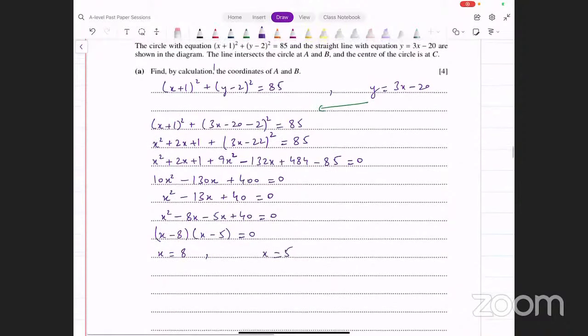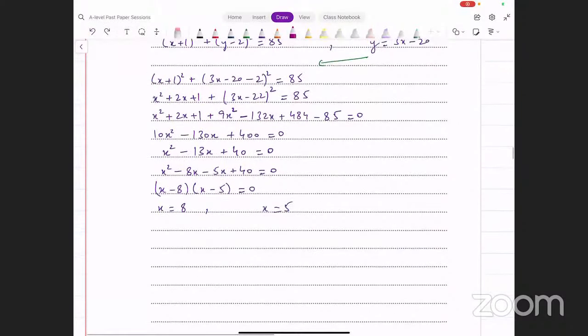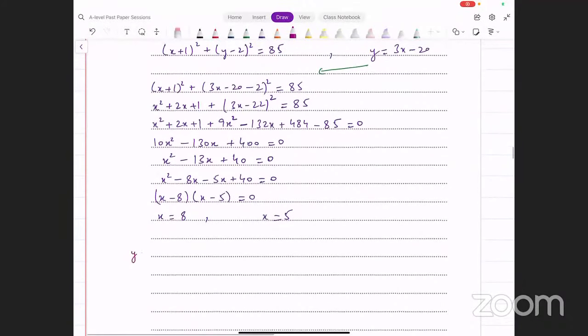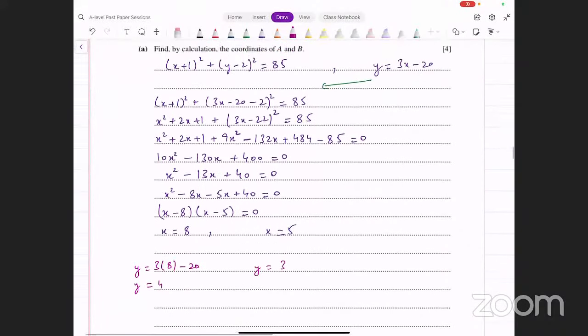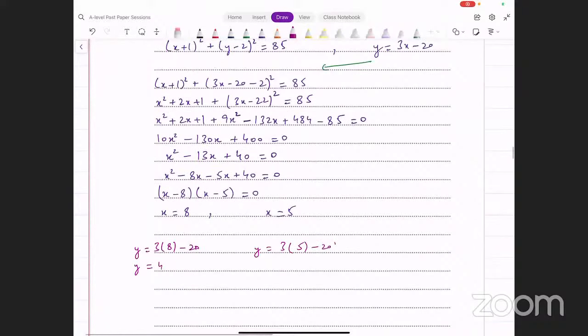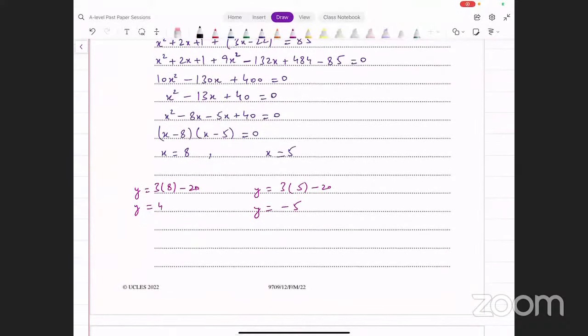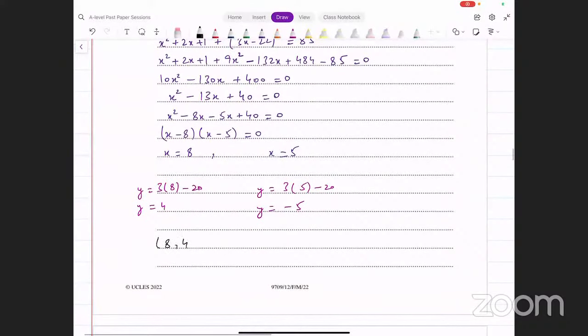अच्छा, उसने कहा था find the coordinates of A and B. That means you need the y coordinate as well. इसने आपको सिर्फ x coordinate नहीं मांगे, y coordinate भी चाहिए. इसको इसमें input कर दें आप. y equals 3x minus 20. So we say y equals 3 into 8 minus 20. That's going to be 24 minus 20, which is 4. And here we get y equals 3 into 5 minus 20, and that gives me minus 5. The value of y is minus 5 here. The two coordinates that we were looking for are (8, 4) and (5, minus 5).